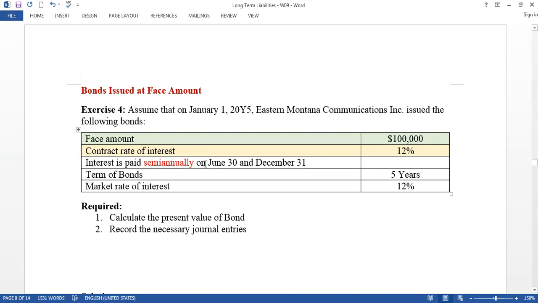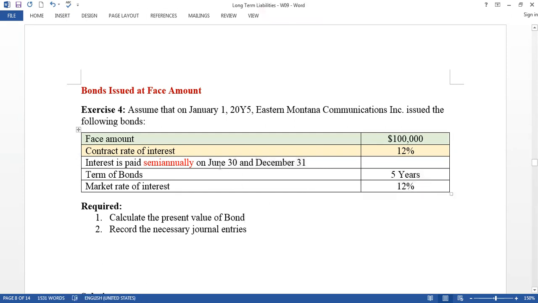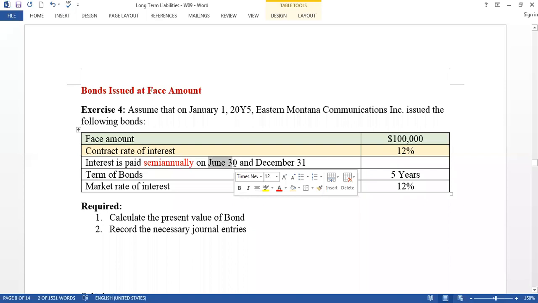So this is an important point you have to consider. Interest is paid twice a year, one on June 30 and another on December 31st. June 30 means this interest is not paid today. And remember, I told you that if you pay interest today or on another day from today, we have different methods. So we are going to use table 4, present value of ordinary annuity, because this is not today. The main theme is that the first payment is not today. If the first payment is not today, it is table 4, present value of ordinary annuity. And the term of the bond is given as 5 years.